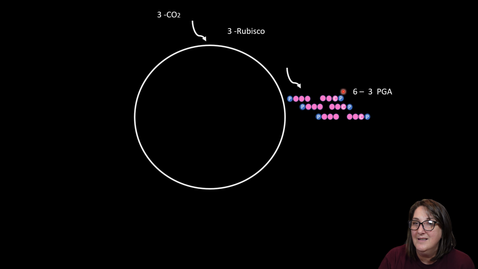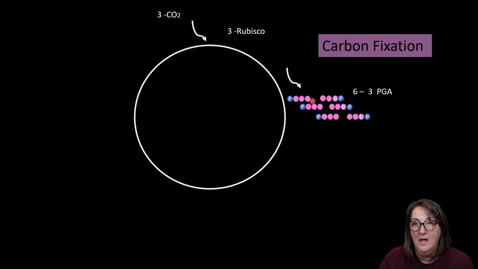We call this 3-PGA. These are PGAs, 3 PGAs. I have 6 of them. We call this carbon fixation. I fixed carbon to that rubisco. I'm fixing it to that molecule. So we call this the carbon fixation. I'm bringing in carbon and I'm fixing it to the molecule.